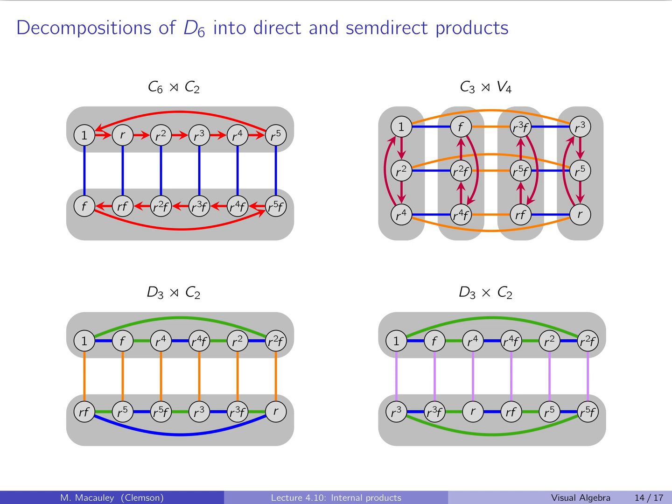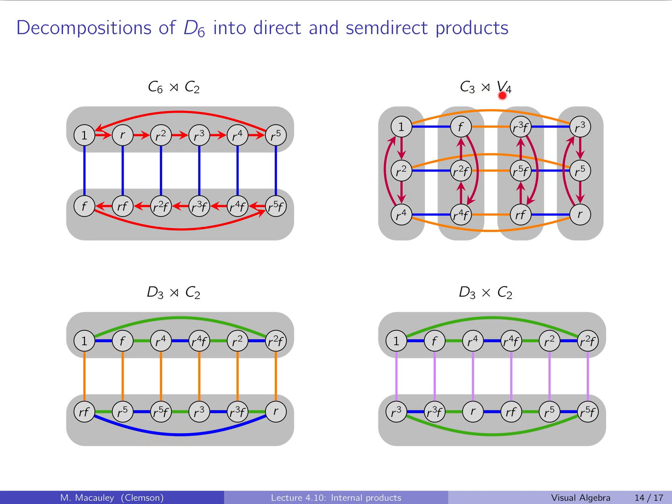Here are the decompositions of D6 into direct and semi-direct products in terms of Cayley graphs. So these 4 are in the same relative position as the ones in the previous slide. Notice this is C6 with C2. This is D3 with C2. See how these things are rewired a little bit. These red arrows are reversed. Here the colors are reversed.